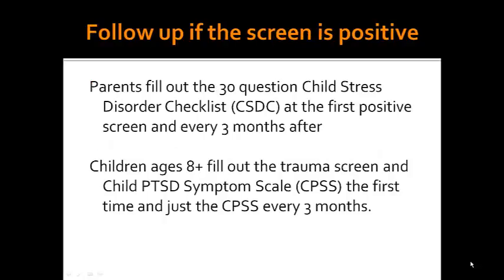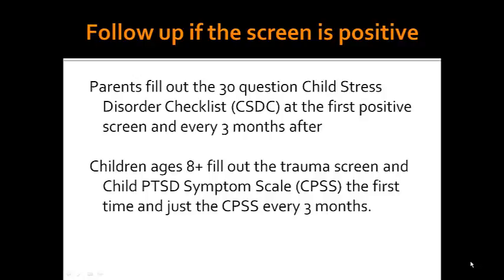And then the follow-up, parents are filling out the 30-question CSDC after that initial screen and every 3 months after. You may want to think about this in terms of doing it at the same time you're doing your treatment plan review with the family. It's a good reminder. It's something that you'll be doing anyways with the family. And we will be updating the trigger list on the workflow to help remind you of also doing these screens afterwards. And kids ages 8 and up are going to be doing the CPSS.